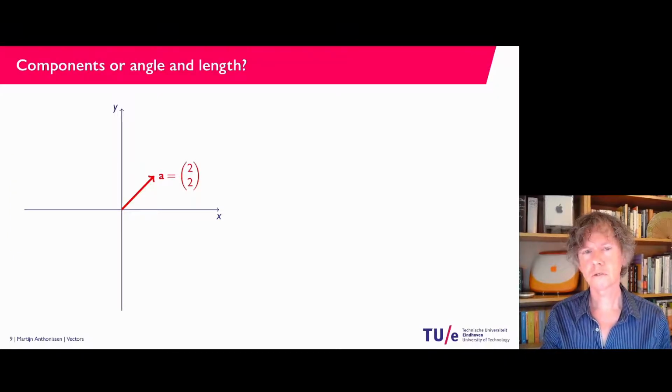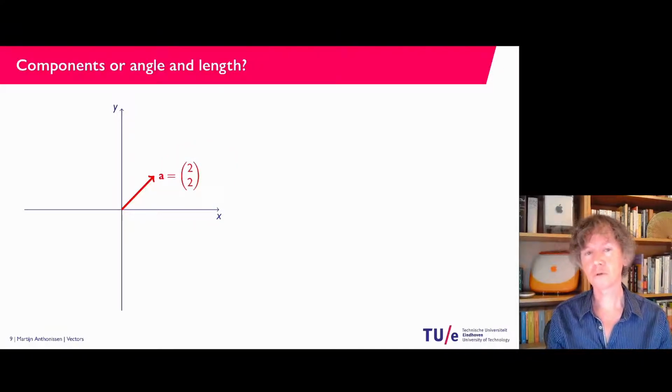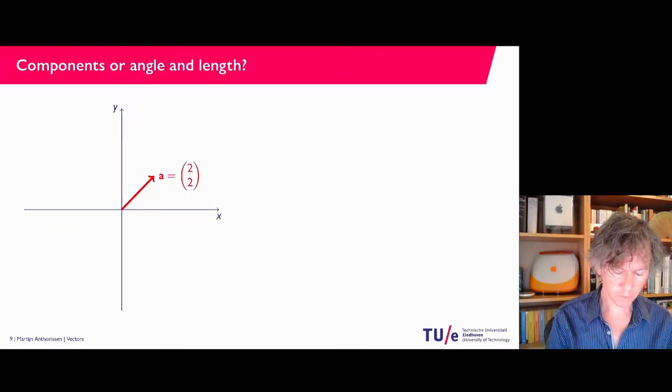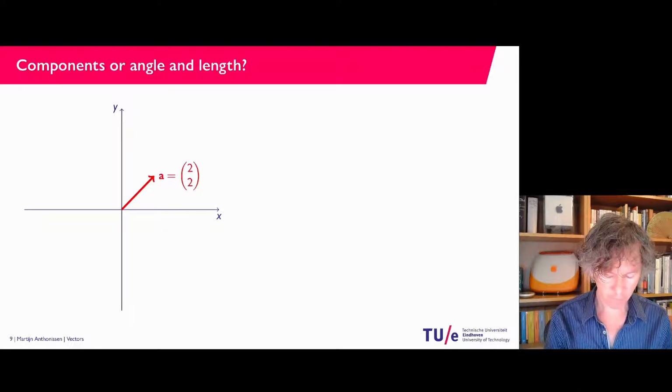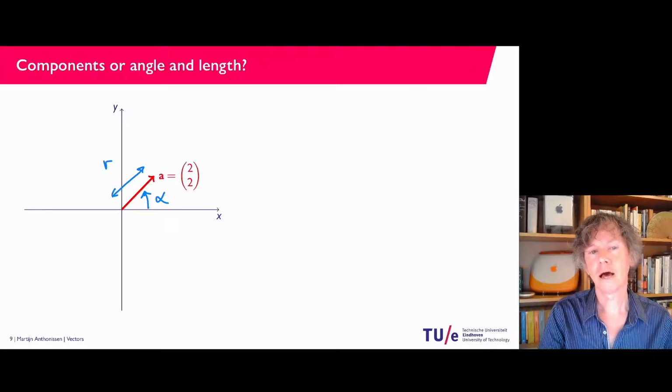Now I started the definition of vectors by saying that you can specify a vector by giving its x and y components, so these two numbers, here the numbers 2 and 2. There is an alternative description, because you could also say that for this vector a, it is also completely specified if I tell you the angle that it makes with the positive x-axis plus its length. So this length is, let's call that r. If I give you the angle and I give you the length, that would be an alternative description of the vector.